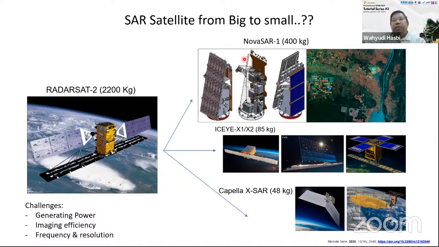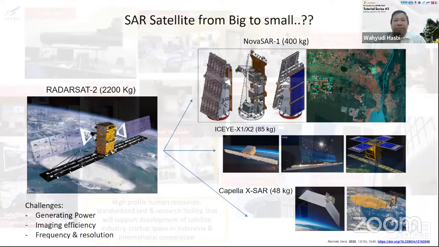You can see here the NovaSAR from the UK. They are going down now to 400 kilograms compared to 2.2 tons here. And ICEYE is now getting smaller, like 85 kilograms. Another typical SAR is called Capella, about 48 kilograms. Of course, this will be a big question: how can they generate really good power to get a very nice image, right? So this is an engineering challenge. How can we make a small satellite for synthetic aperture radar? And we will answer it soon together, right?